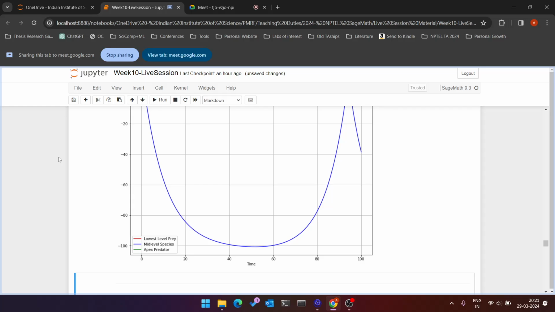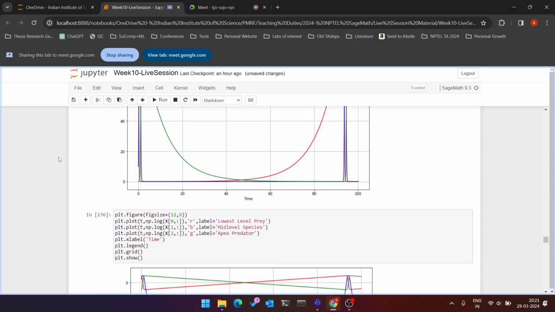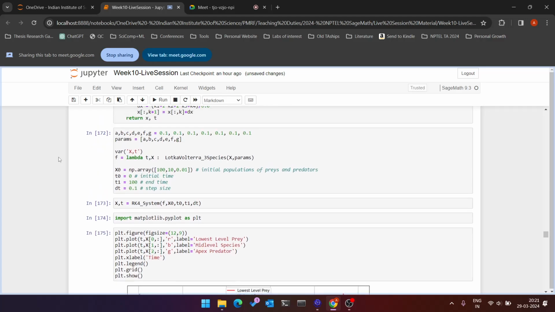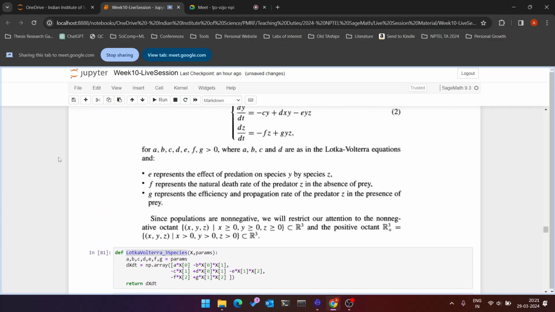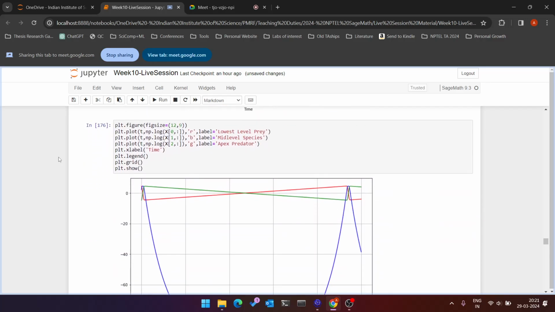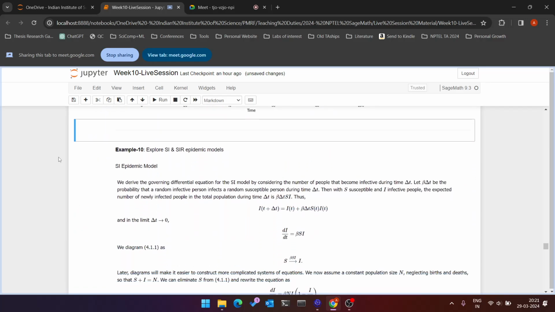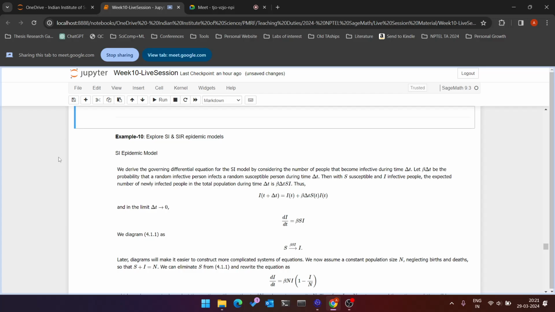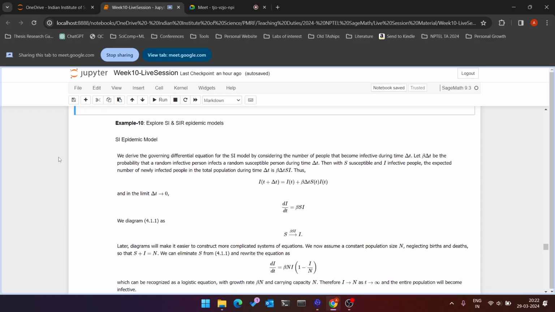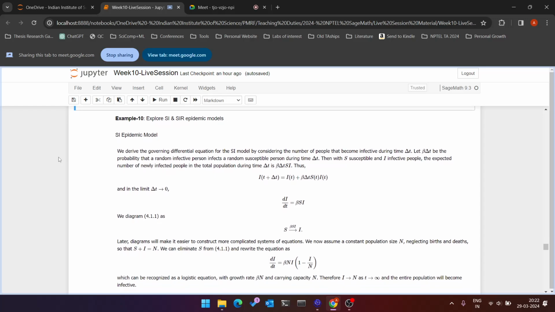Okay, a lot can happen provided you play around with the parameters even more, or if you want to increase it to say a four species population, and so on and so forth, you could do that. We'll move on to the next example. If there are any doubts here, you may ask them now. Otherwise, I can move on to the next example.